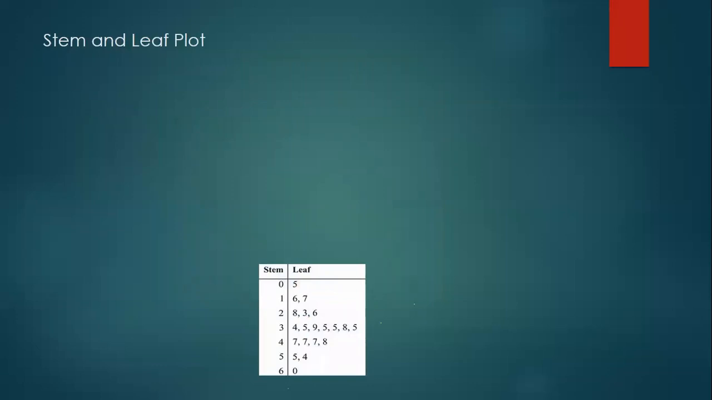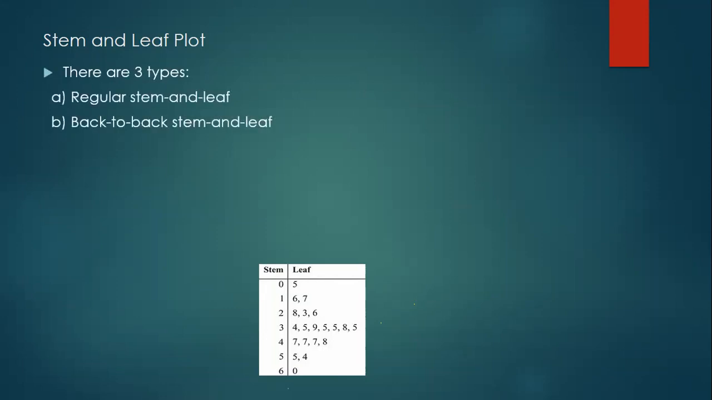Now we're going to look at graphing for quantitative variables. So we can use a stem and leaf. There are 3 types of stem and leaf. You have the regular stem and leaf, which is what we normally use. You have back-to-back stem and leaf, which is where you can use it to compare 2 different data sets. And then you have split stem and leaf.